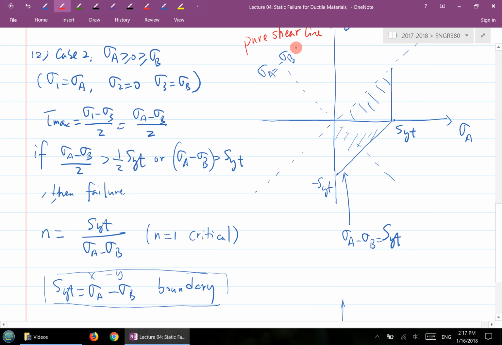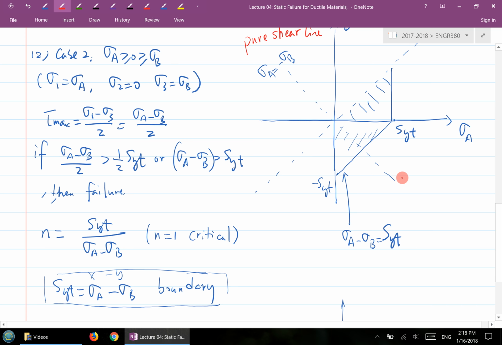So this line here, you can consider it some sort of pure shear applied to a certain bar, which will yield sigma A equal to negative sigma B. So that's what this pure shear line means. So why is this pure shear line a special line? Well, how do you get the tensile strength? Through what type of experiment? What type of experiment can give you that tensile strength or tensile yield strength?